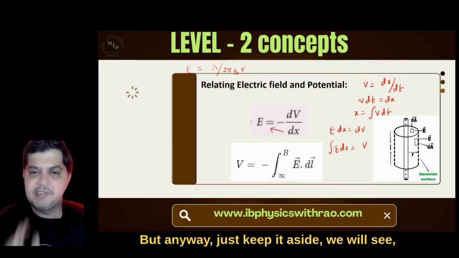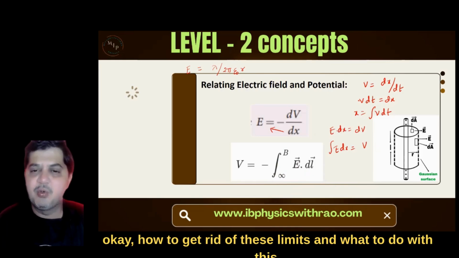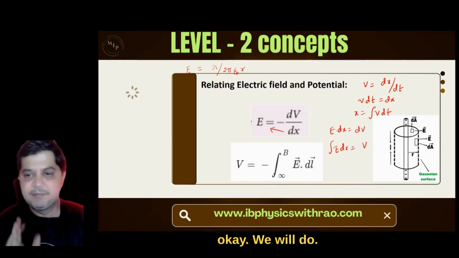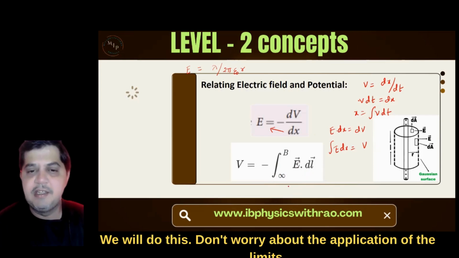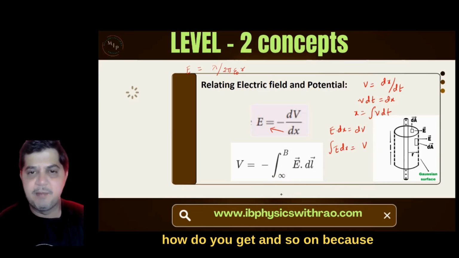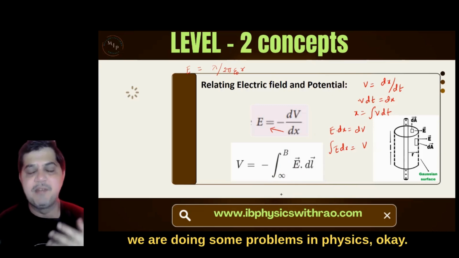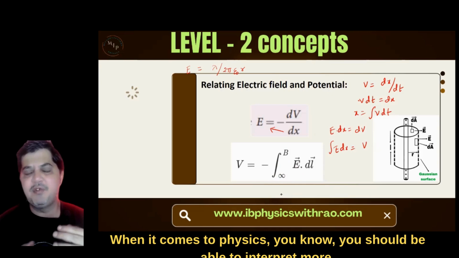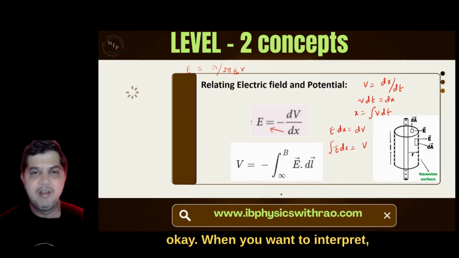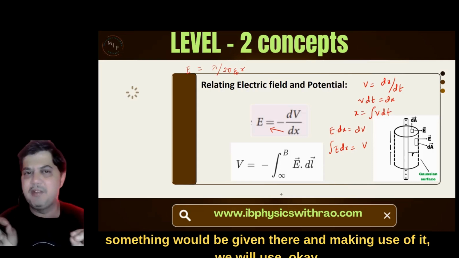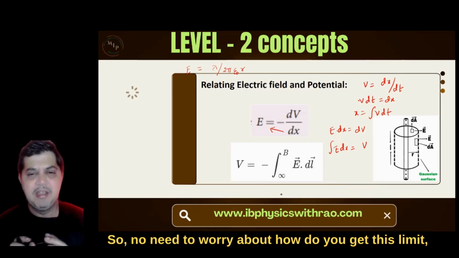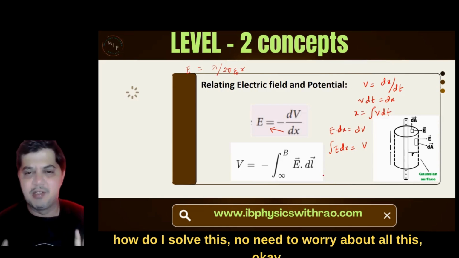But anyway, just keep it aside. We will see how to get rid of these limits and what to do with this. Don't worry about the application of the limits, how you get it and so on, because we are doing some problems in physics. When it comes to physics, you should be able to interpret more. When you want to interpret, something would be given there, and making use of it you can proceed. So no need to worry about how you get this limit or how to solve this.